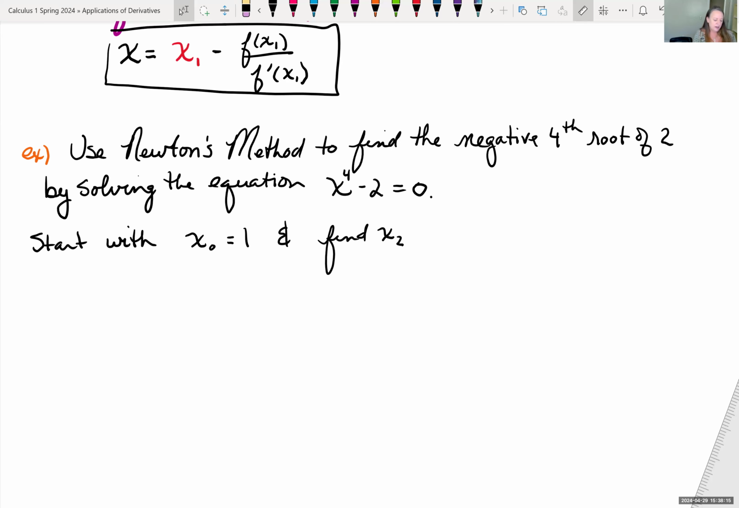So in our example, it says use Newton's method to find the negative fourth root of 2 by solving the equation x to the fourth minus 2 equals 0. Start with x of 0 equals 1, find x of 2.